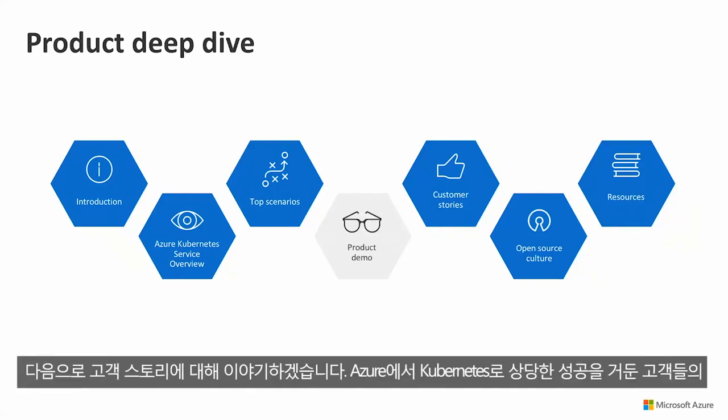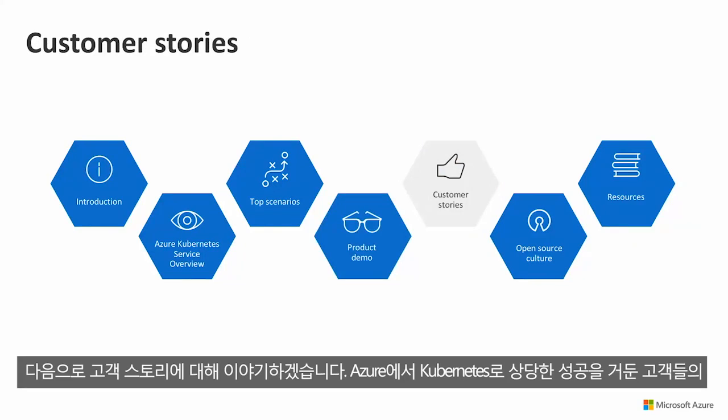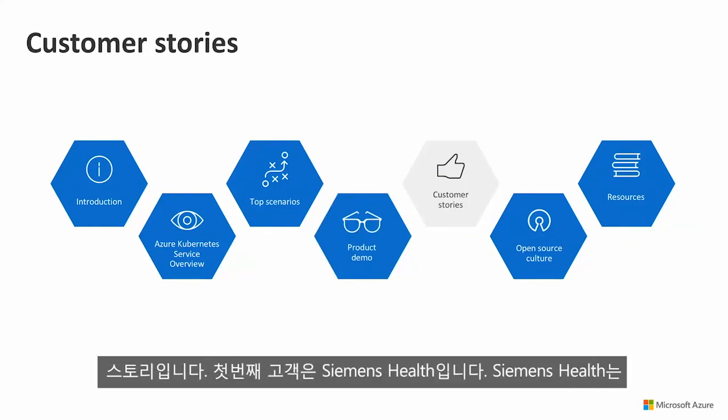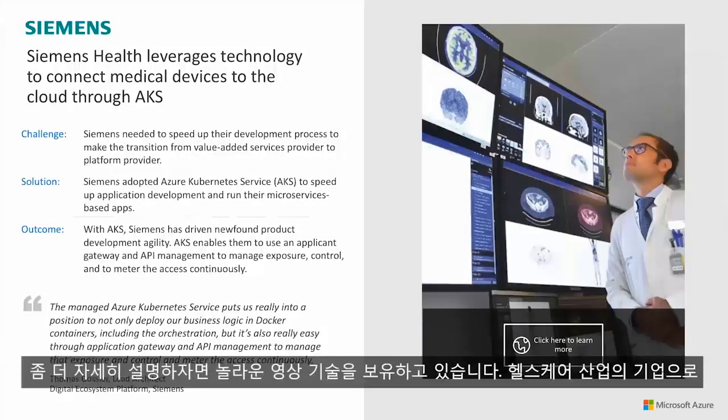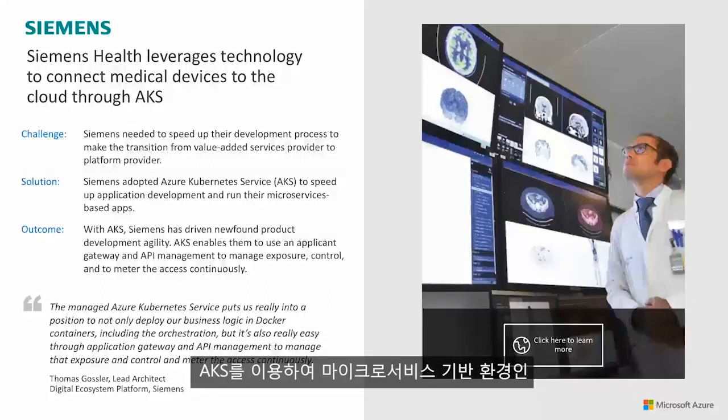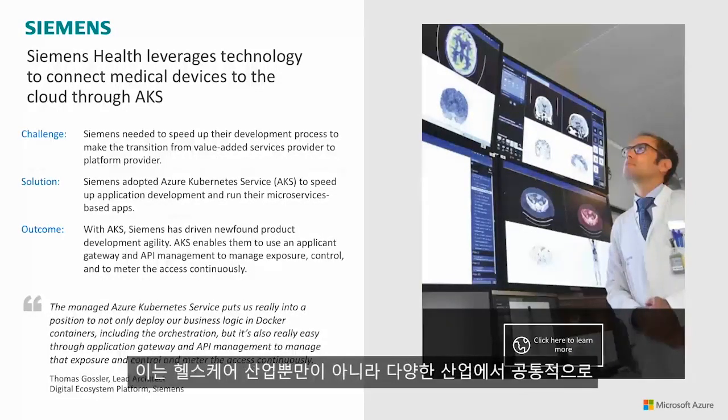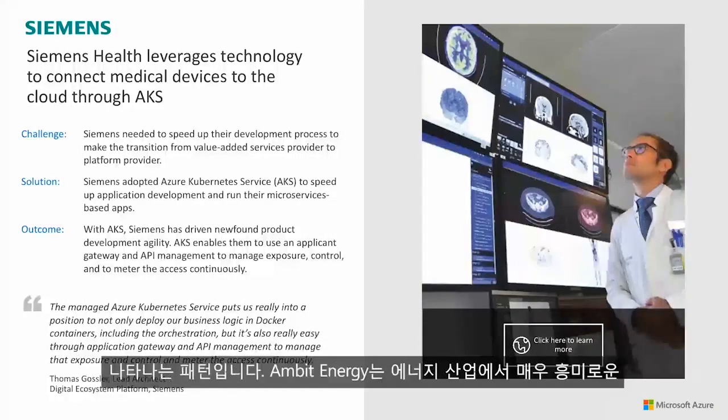But next I want to talk about some customer stories and some customers who've had really good success with Kubernetes on Azure. So to start, we have Siemens Health, Siemens Healthineers. We actually built a great video on this if you want a little bit more detail, but it's a company in the healthcare space really using AKS to speed up their application delivery, which is a microservice-based environment. So this is a very common pattern that we see, not just in the healthcare industry, but really across the board.